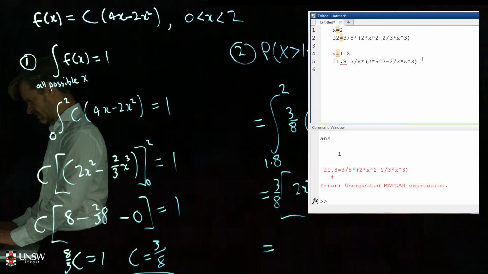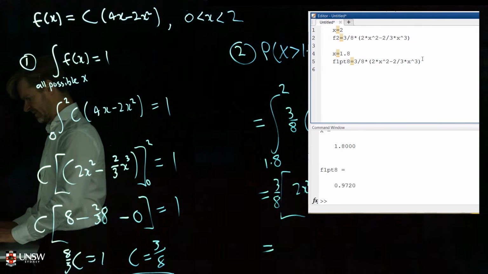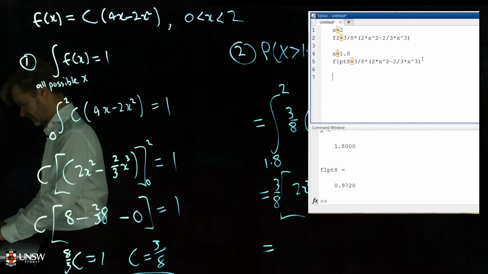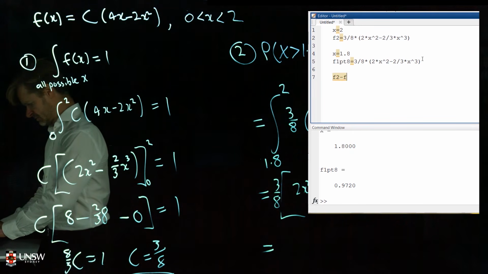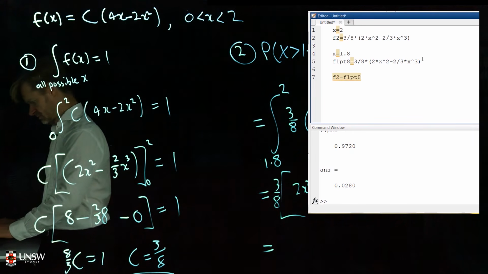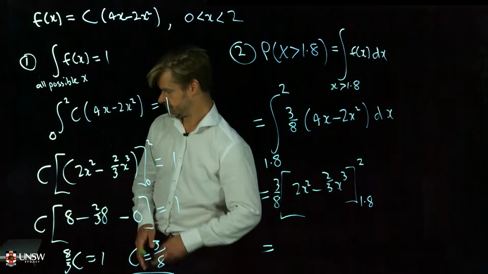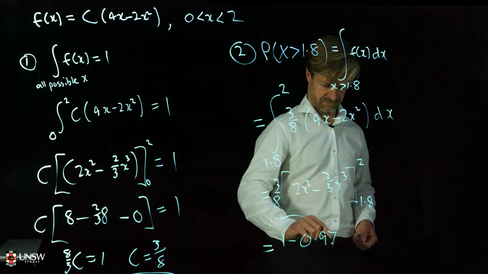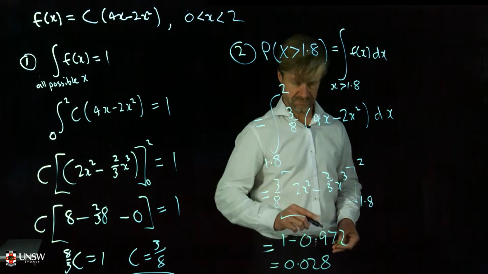Oh, it doesn't let me have a dot in the name. Okay, so 0.972, and so it's 1 minus 0.972, isn't it? The answer is 0.028. And we're done.